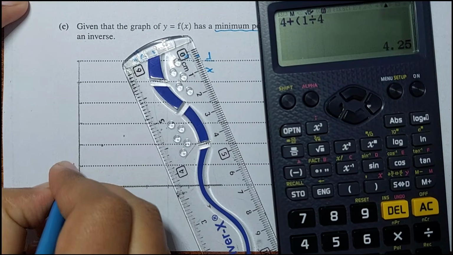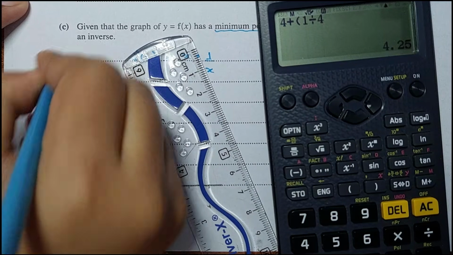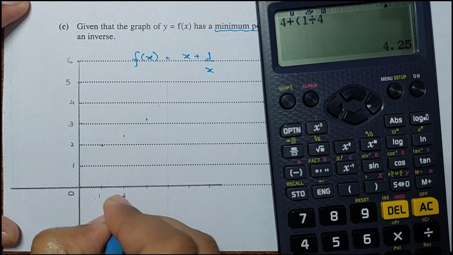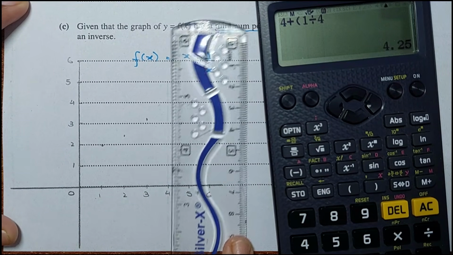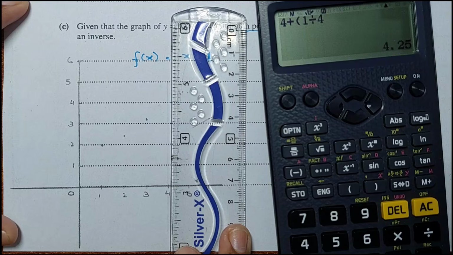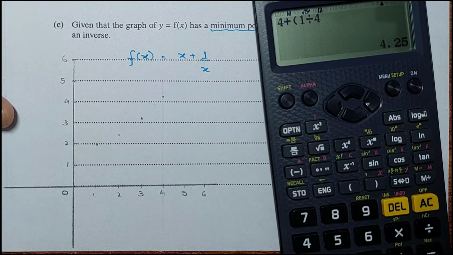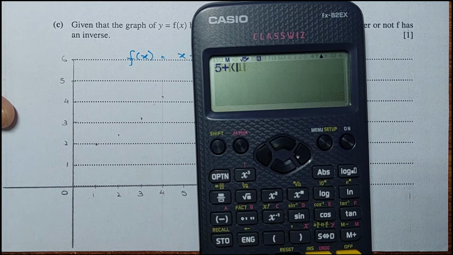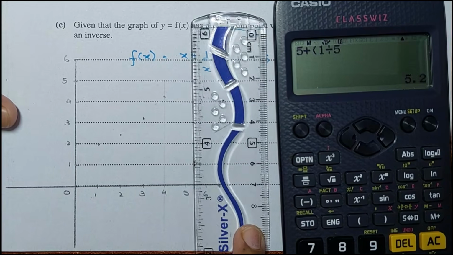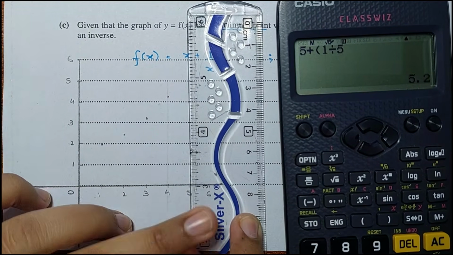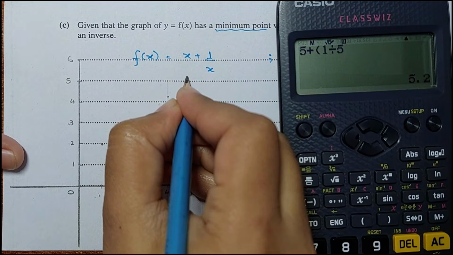Okay, if I label the x-axis 1, 2, 3, 4, 5, 6, and if I label the y-axis 1, 2, 3, 4, 5, 6, when x is 4, the y value is 4.25 over here, right? Now when x is 5, 5 plus 1 over 5 is 5.2. This is 5.2 over here. Okay, and so on. So I started from 1.